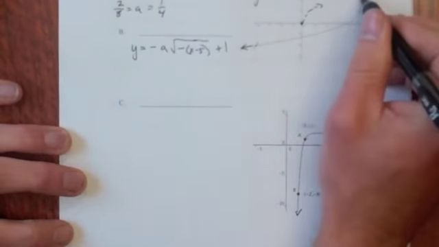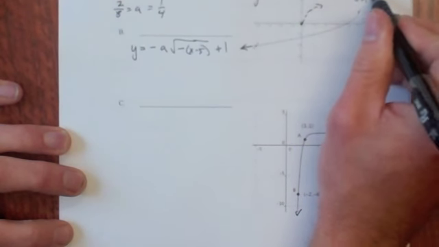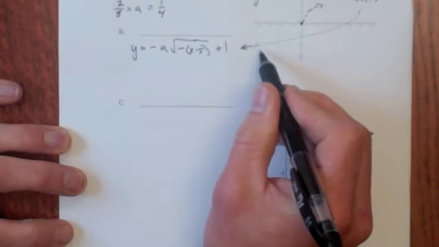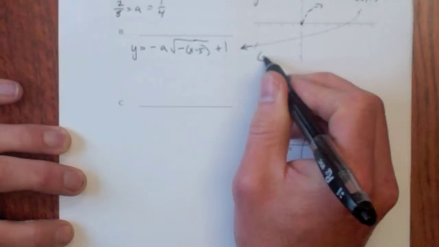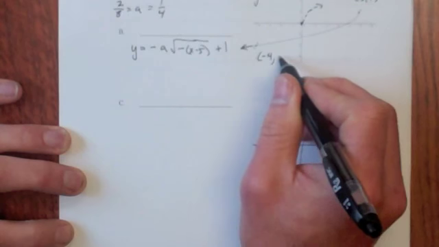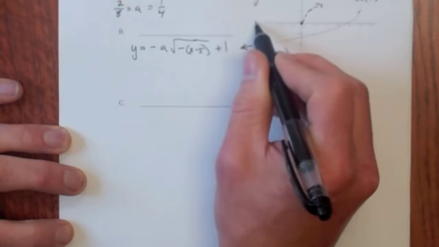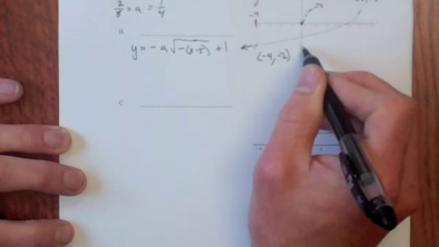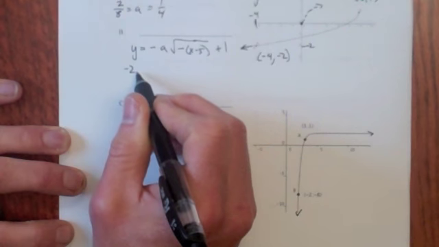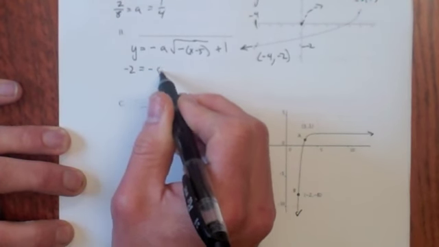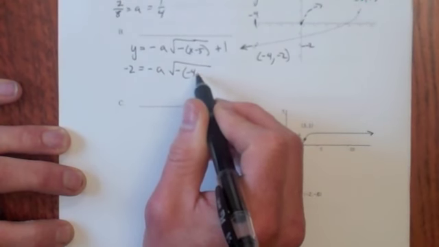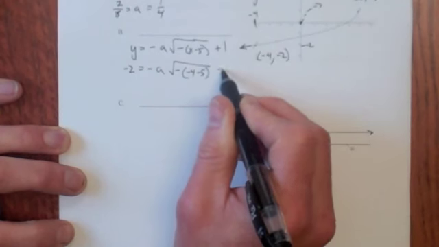Okay, again that point there is at 5 comma 1. Now I'm going to put in my other point here, which looks like it is negative 4 comma negative 2. You have to count carefully, but that's negative 4 and that's negative 2. And so I'm going to substitute that in. Negative 2 equals negative a, radical minus (negative 4 minus 5), plus 1.